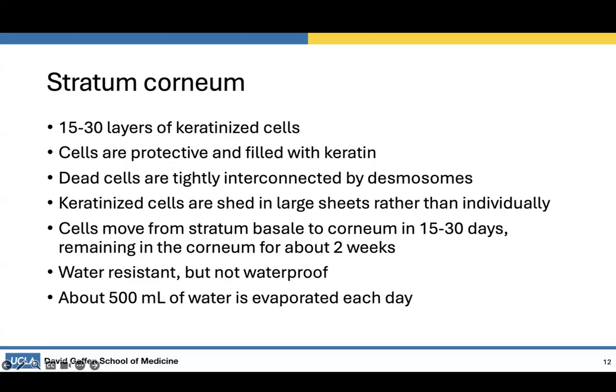Lastly, the outermost layer, the stratum corneum, consists of 15 to 30 layers of keratinized cells, providing a tough protective barrier. These cells are interconnected by desmosomes, ensuring durability. Remember, desmosomes are specialized cell structures used for cell-to-cell adhesion, or the ability for the cells to stick together. This layer is water resistant, though not waterproof, and contributes to preventing water loss through evaporation. The body loses up to 500 milliliters a day of evaporated water.